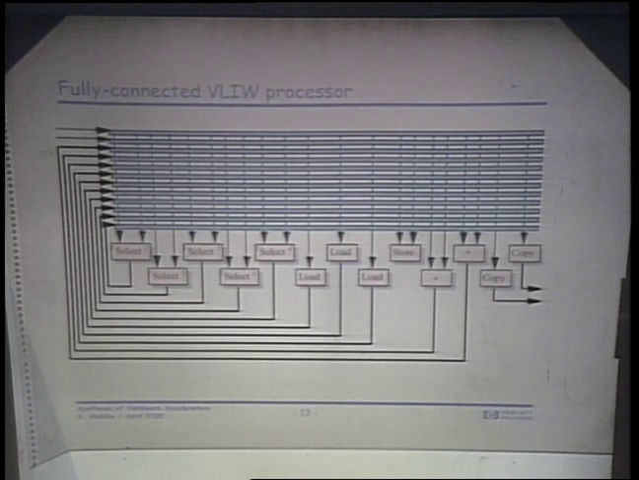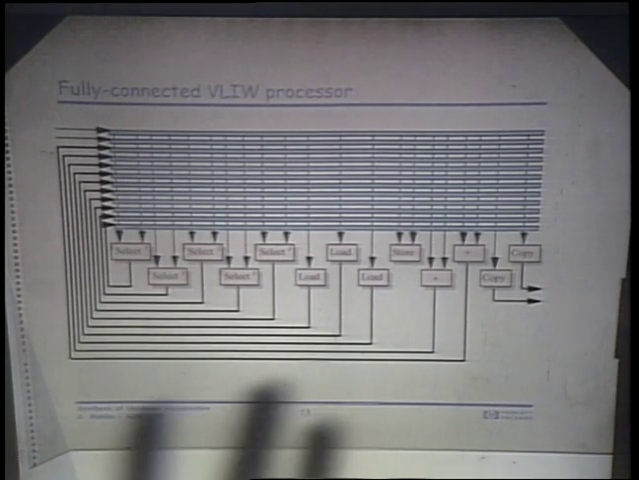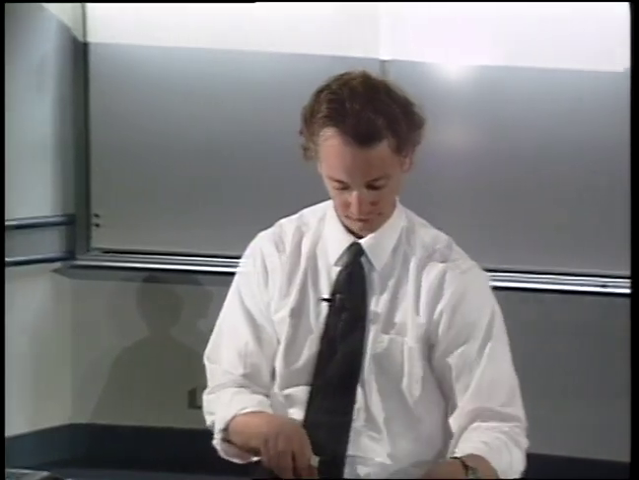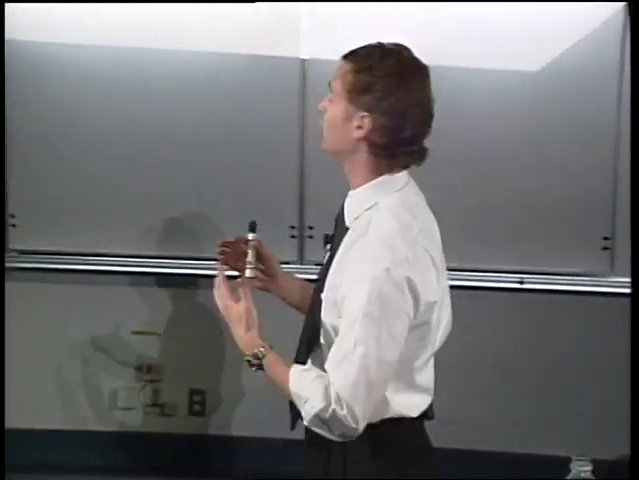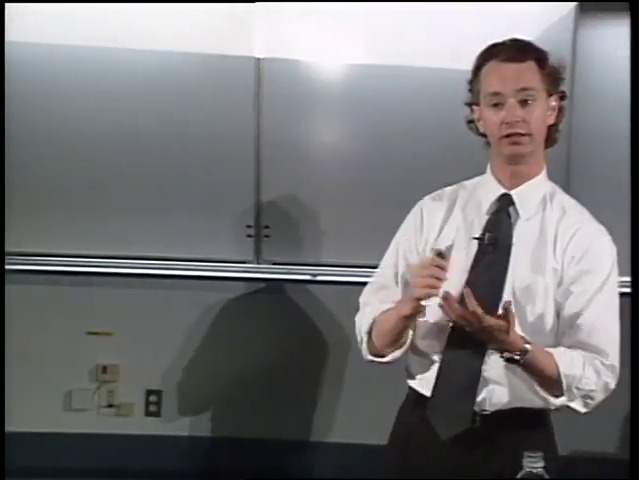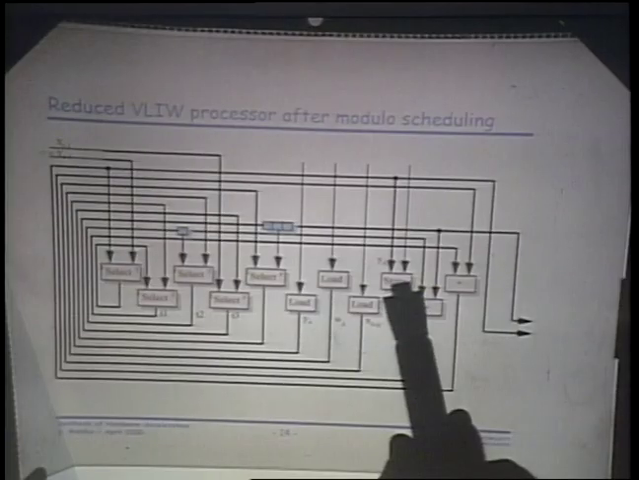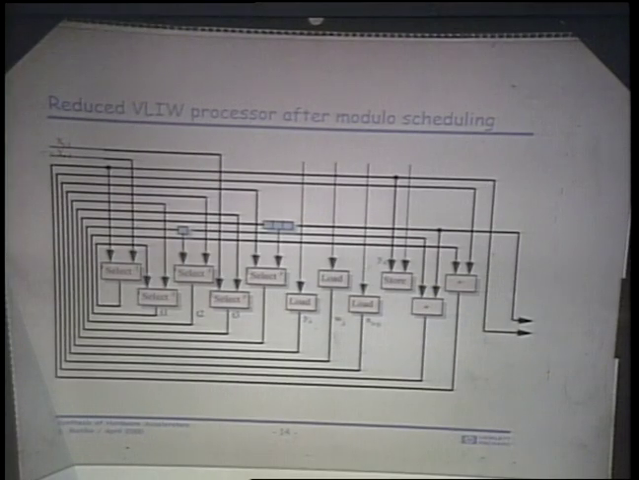So every pink box is connected to every other pink box. I know how to schedule to this very regular architecture, and it's easy. So I'm going to map that green graph to this architecture. You schedule the code, and now you're going to remove everything that didn't get used. So if this load only talked to this store, then I can remove all connections from other function units that weren't used. So essentially, get rid of all the connections that weren't used.